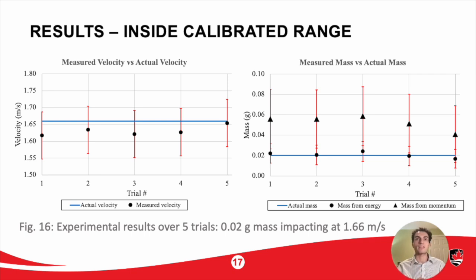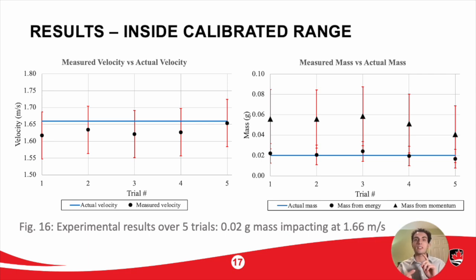But anyways, on the left-hand side is the velocity. And so the expected velocity was about 1.66 meters per second, and over 5 trials, the average was about 1.63 meters per second, showing that this sensor is capable, within about 5 centimeters per second, of measuring the actual particle velocity. On the right-hand side are the mass measurements, and I introduced 2 methods of calculating mass.